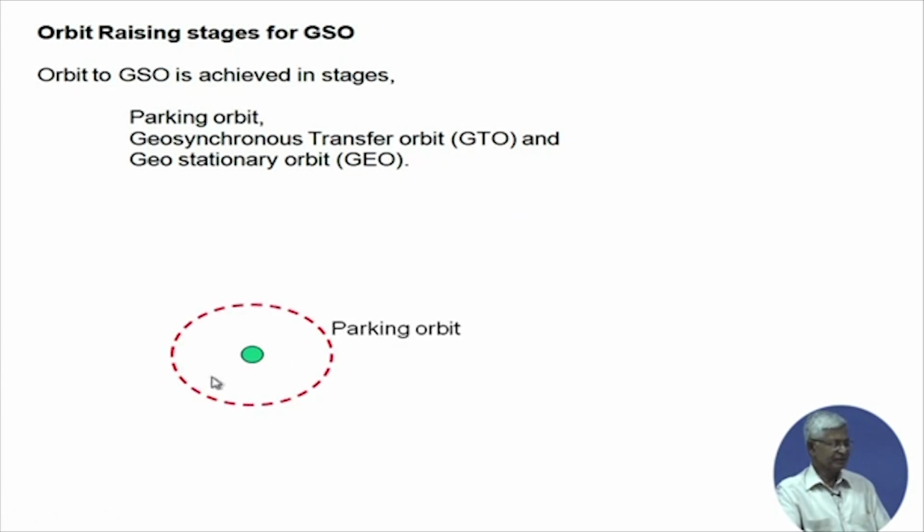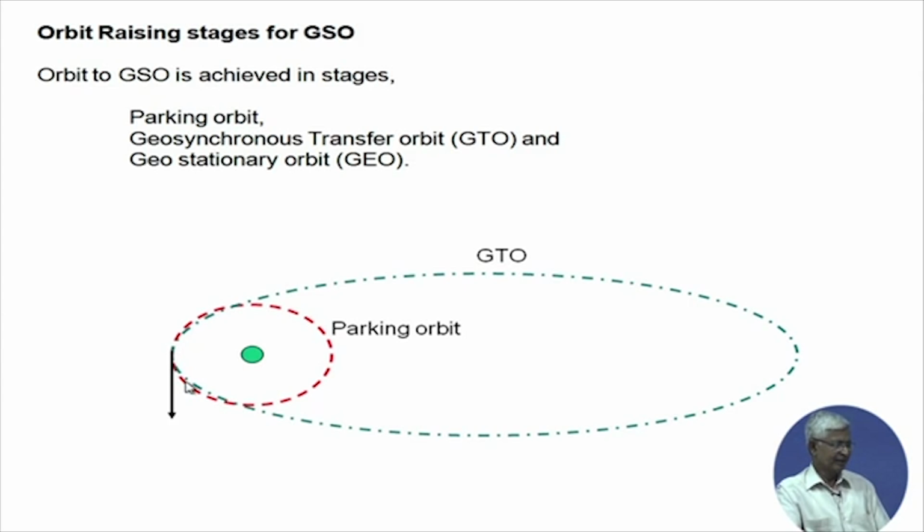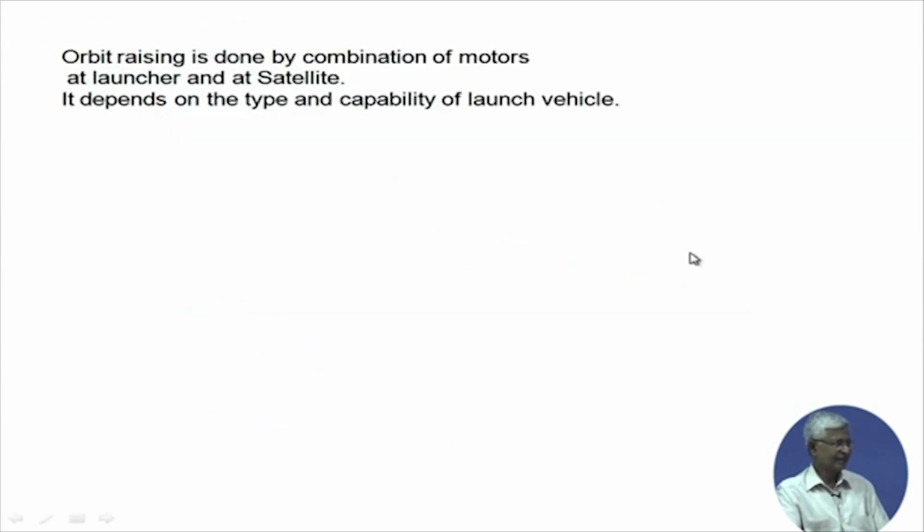So the parking orbit is generally supposed to be a circular orbit, which is near to Earth, a low Earth orbit, and then it is fired and put in a GTO, geosynchronous transfer orbit, meaning apogee is at GEO and perigee is at the parking orbit. And then here the thruster or apogee motors are fired, so that the incremental velocity puts it into GEO orbit. So let us try to do some quick calculation of that.